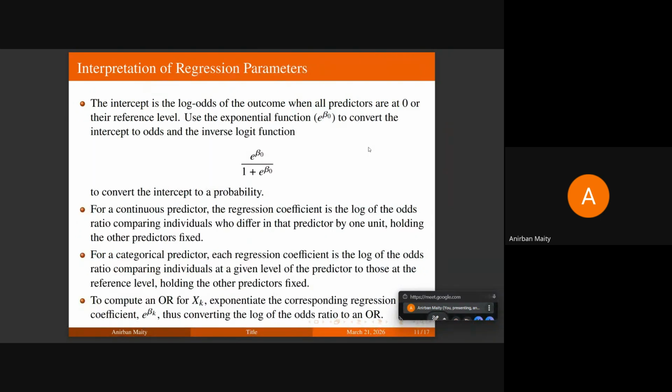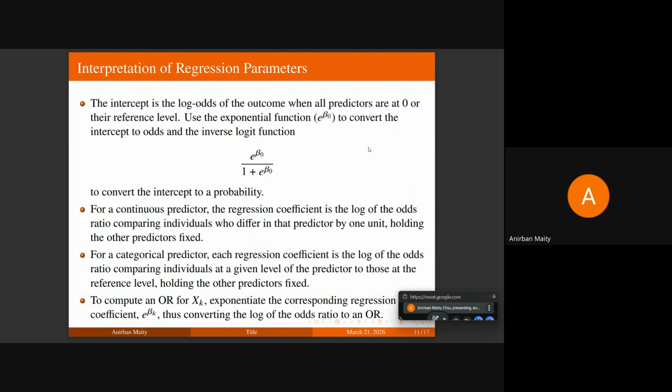Interpretation of the regression parameters. Here the interpretation is the same as in linear regression. The intercept is the log odds of the outcome when all the predictors are at 0 or their reference level. So here we use the exponential function, that means e to the power beta naught, to convert the intercept to odds, and the inverse logit function. This is actually the logit function, and the shape of the logit curve is like an S.